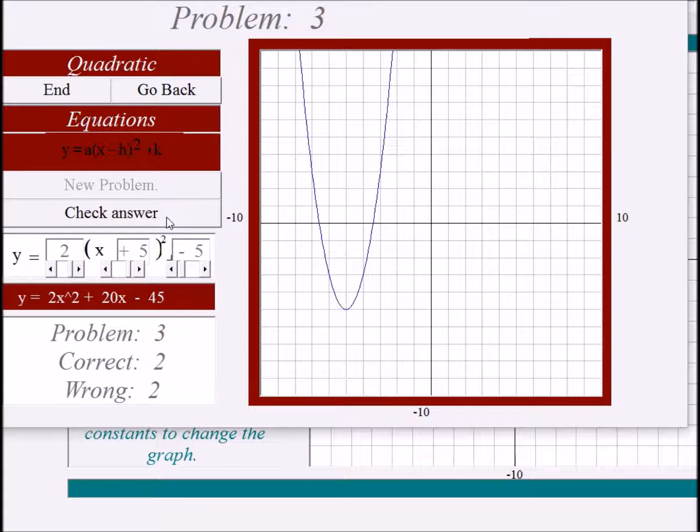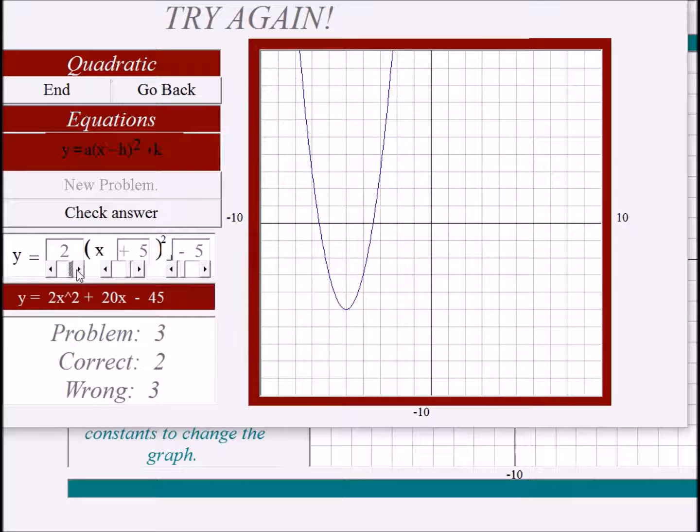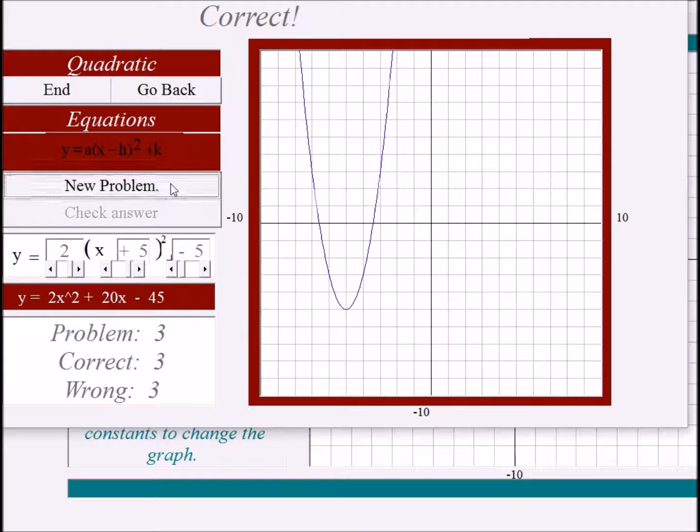Let's check. I betcha we win. Oh, let's just put a 1 there just to see. Oh, see, it's not right. See, 1 would take it here. We need to take it up to 2. So let's go like we said. Check, we win. New problem.